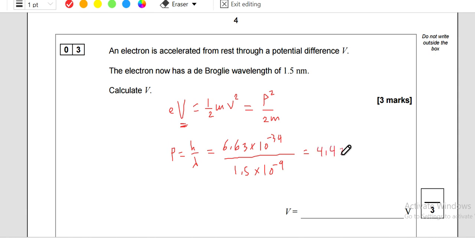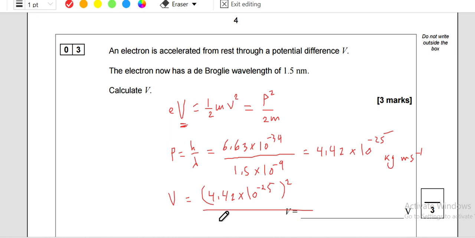and take this answer, okay, for finding V. So it is the answer we have got squared over 2 times the mass of the electron times the charge of the electron.